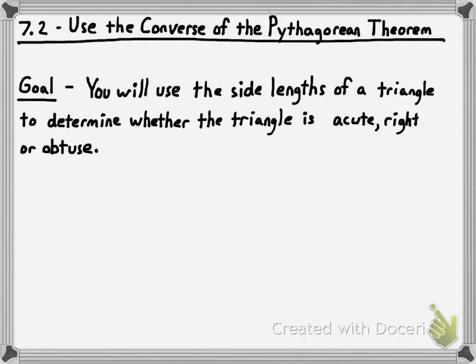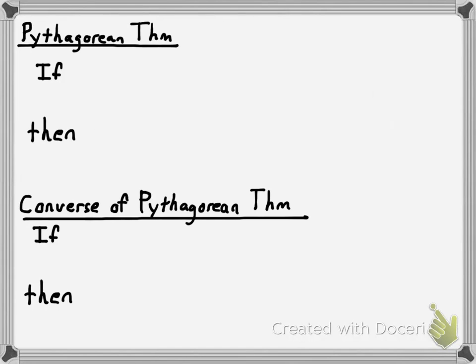Now, normally you have to know the angle measures in order to determine which kind of triangle you have, don't you? But it turns out you can use the side lengths, if you know all three of them, to determine whether you've got an acute, right, or obtuse triangle. And we'll get to there. First, let's recall what the Pythagorean theorem is, and then we can talk about what the converse of the Pythagorean theorem is. All right, I'm kind of paraphrasing here a little bit.